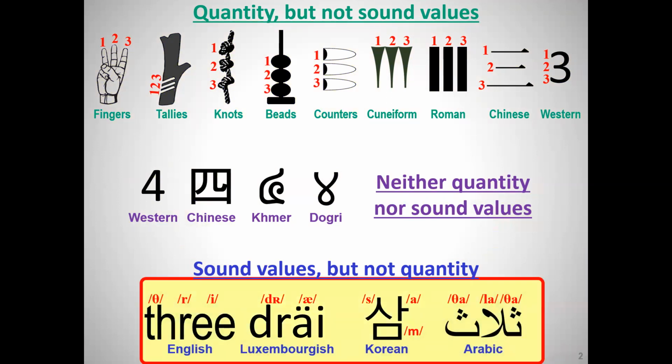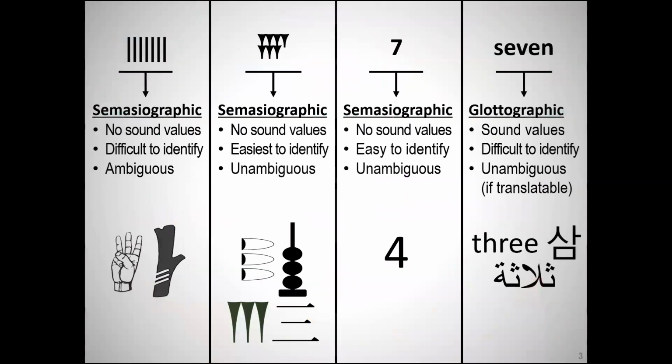In contrast, phonetic forms descend, albeit indirectly, from the pictures and conventions used in the original writing systems that emerged in Mesopotamia, Egypt, and China. Different ways of representing numbers have different properties that can help us identify numbers in prehistory, and perhaps tell us something about when numbers might have emerged.